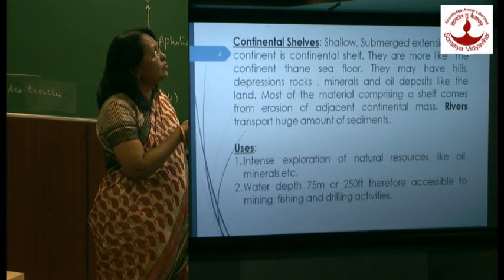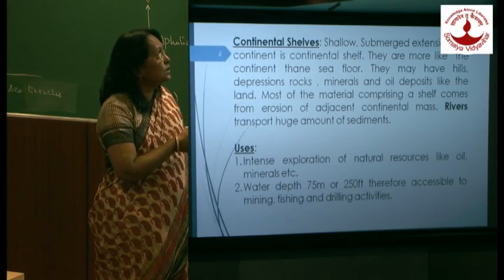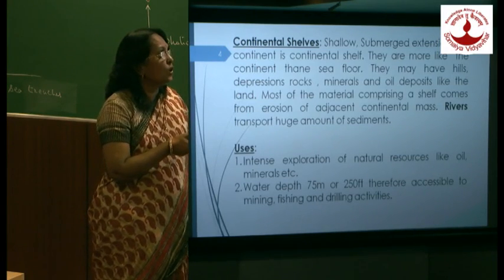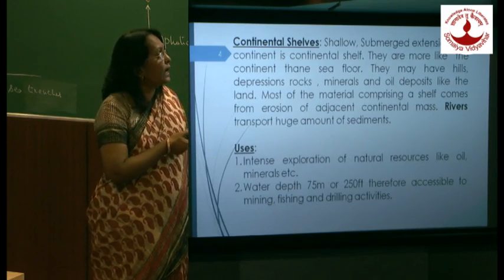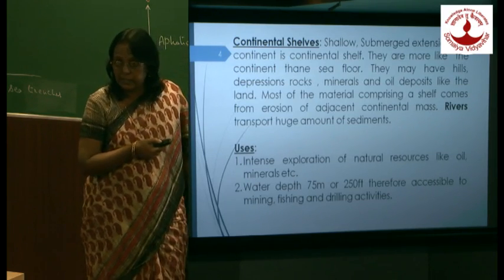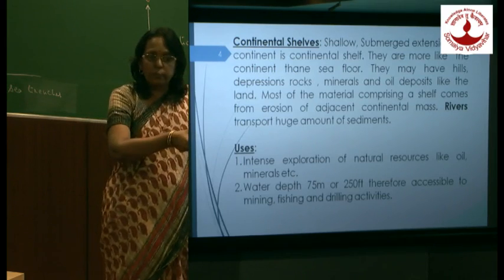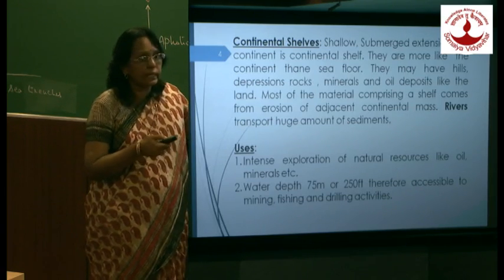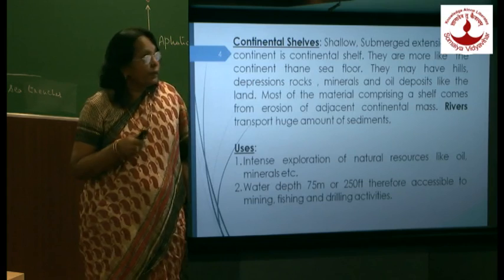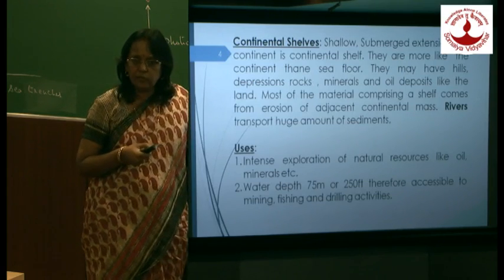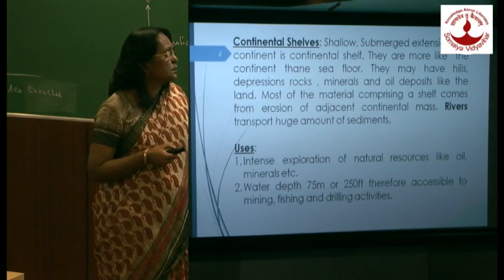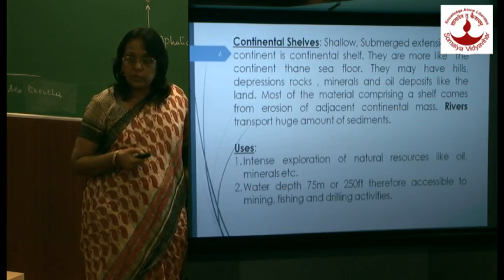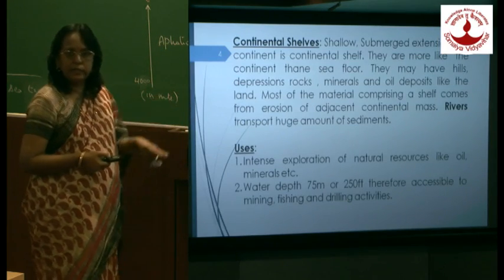Now it will always have rocks, mineral, oil deposit, and most of the material comprising of a shelf comes from erosion of adjacent continental masses. Rivers also add a huge amount of sediments. All the rivers which open into it, rivers definitely bring sediments as they are flowing along, and all that is deposited in the sea. Now, what are the uses of continental shelf? Uses: intense exploration of natural resources like oil and minerals, because it's easier working there, it being shallow.